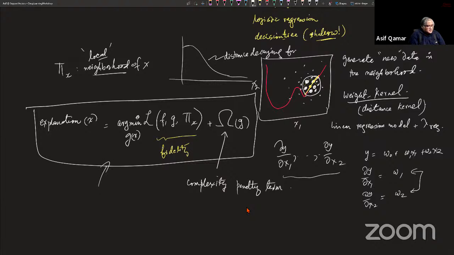All we are saying is find that g, that explanation, which has high fidelity to f in the neighborhood pi of x, the neighborhood of x, right? But at the same time, you'll be penalized if you come up with a very complicated explanation. That is it. So come up with the simplest high fidelity explanation that will explain f in the neighborhood of x. That's a summary. Okay. All right, guys.